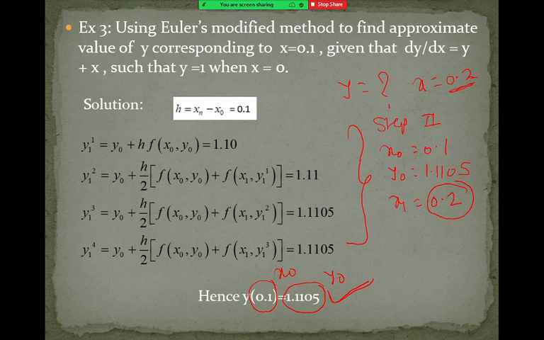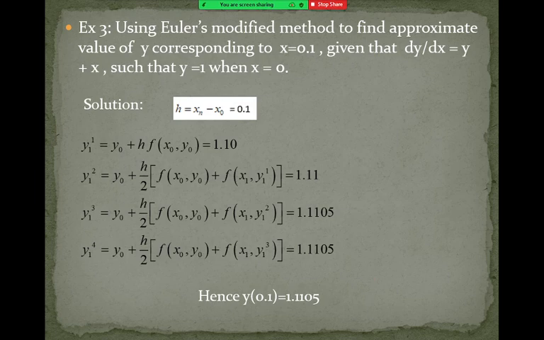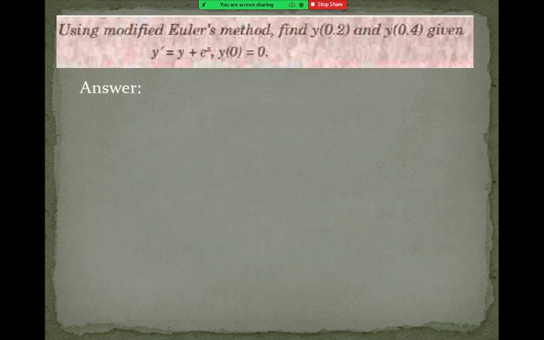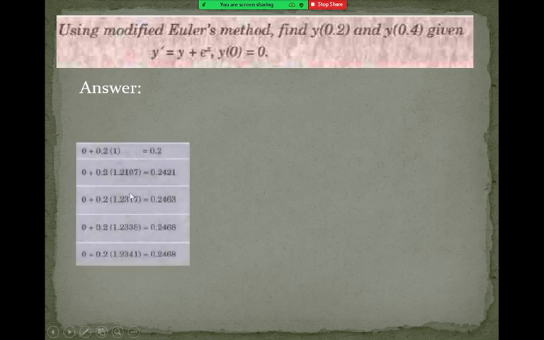Is it clear? Yes, sir. Okay, good. I will show you the answers here. What I have done here is just written the iterations. So this is y1, y11, y12, y13, y14, y15. So this is step 1. You get 0.2468, and it starts repeating.